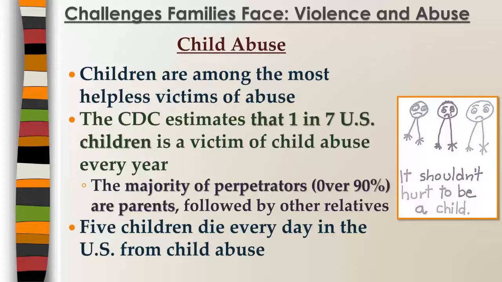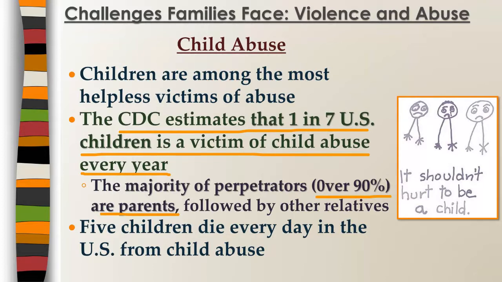Now, another type of abuse beyond IPV that we face in our families and in our homes is child abuse. And children are, of course, among the most helpless victims of abuse. Many of them cannot even talk or express what is happening to them to anyone else. The CDC estimates that 1 in 7 U.S. children is a victim of child abuse every year. The majority of perpetrators, over 90%, are parents, followed by other relatives. And 5 children die every day in our country as a result of child abuse.